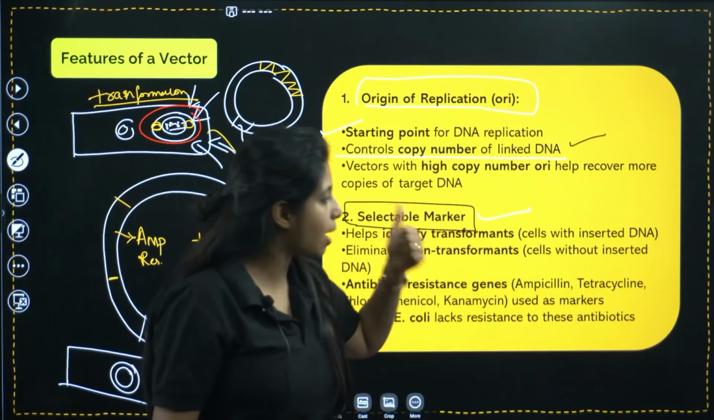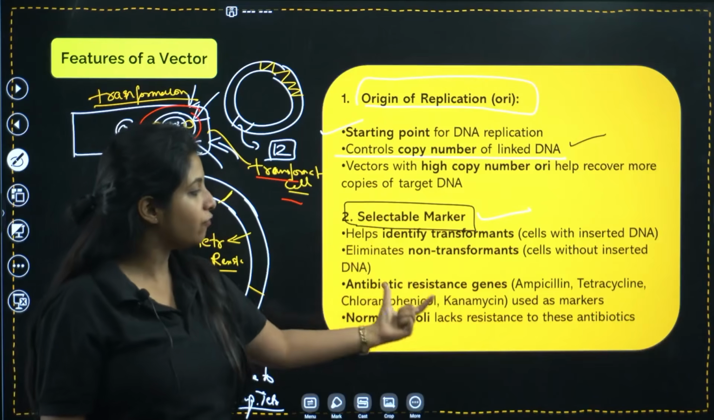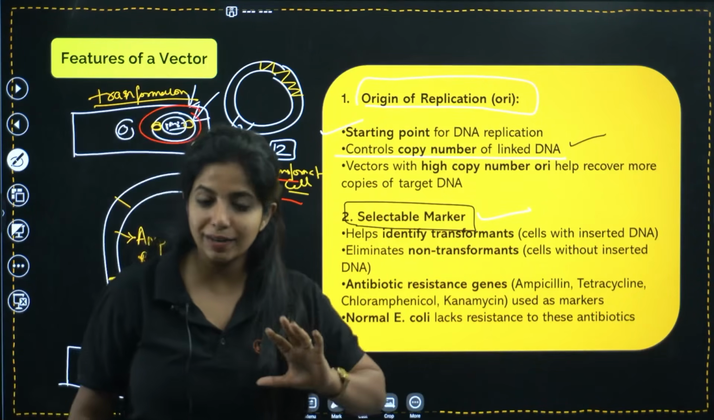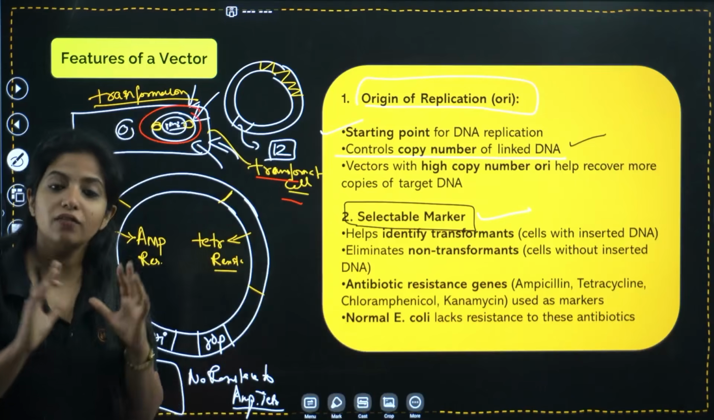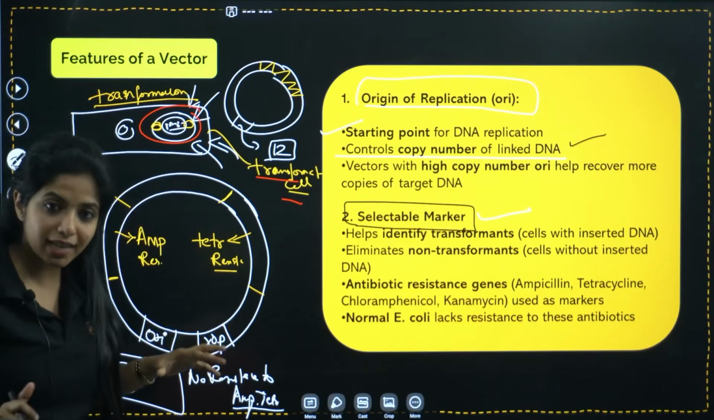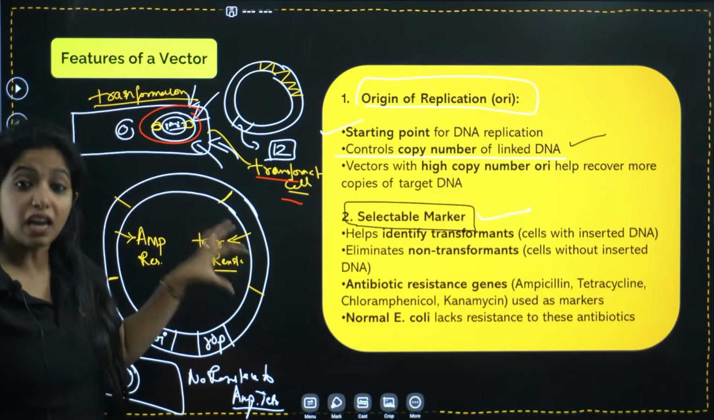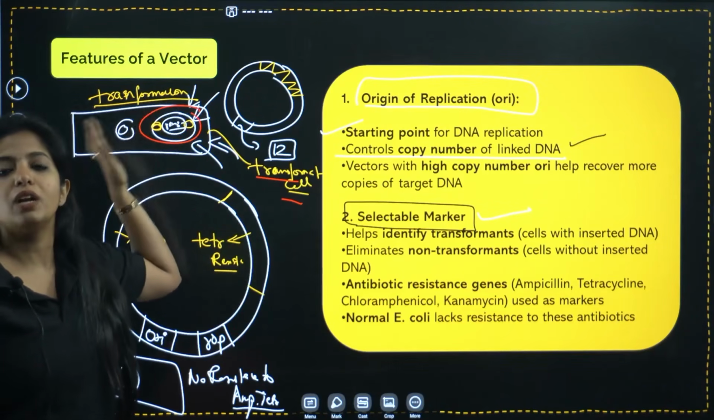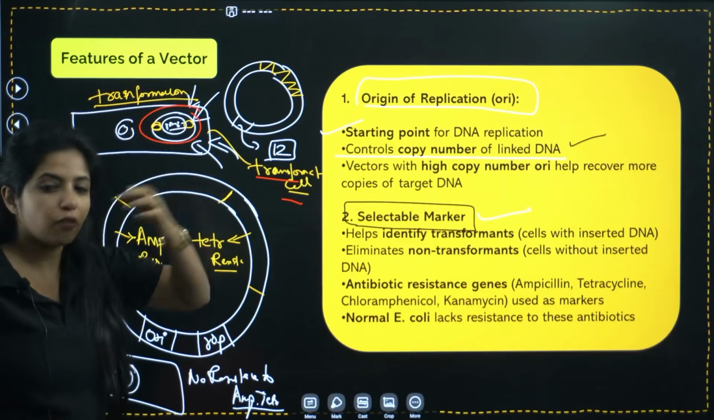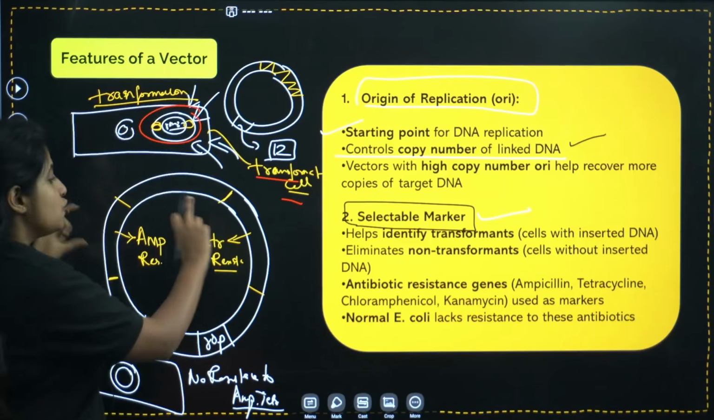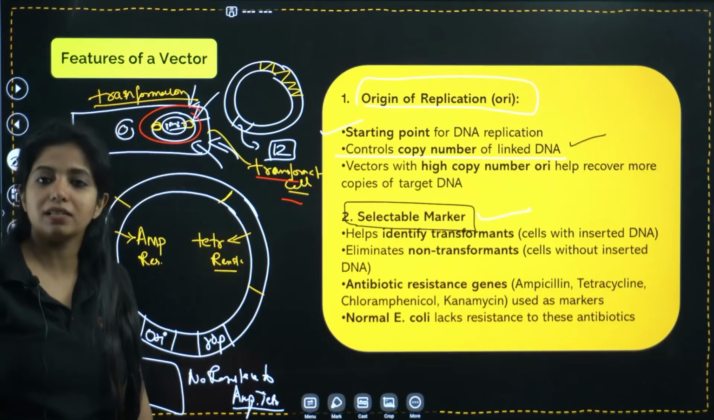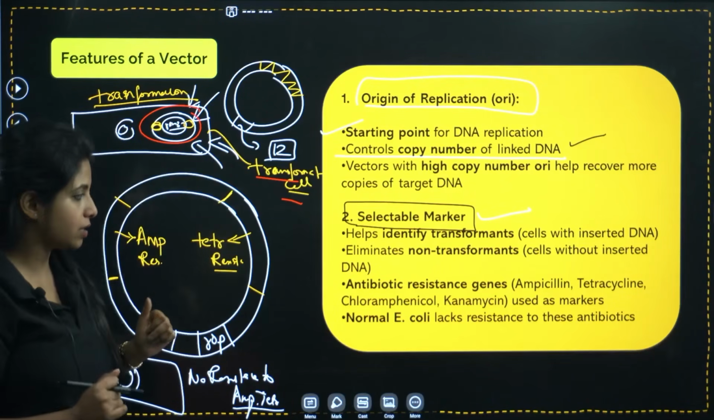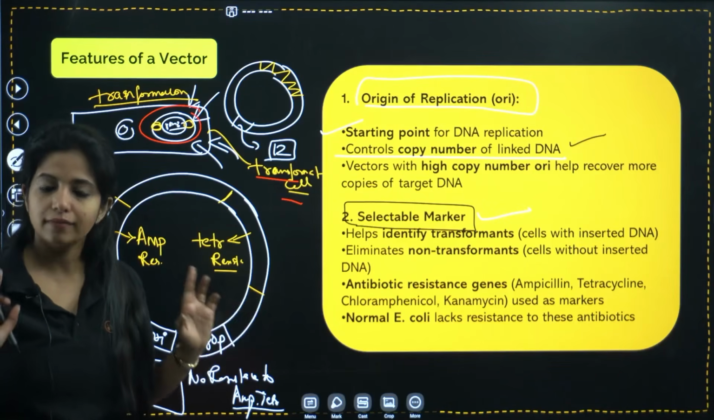Antibiotic resistance genes, ampicillin, tetracycline, chloramphenicol, kanamycin, are used as markers. Listen to me carefully. This is very, very important. A normal cell does not have all these genes. If it has taken up a new plasmid, then only it will show this feature of being resistant, which is why I'll call these genes selectable markers. It helps us in selecting the transformants, the ones that have taken up new things from outside. Got it? Yes, got it.